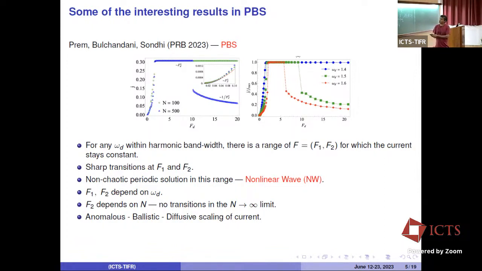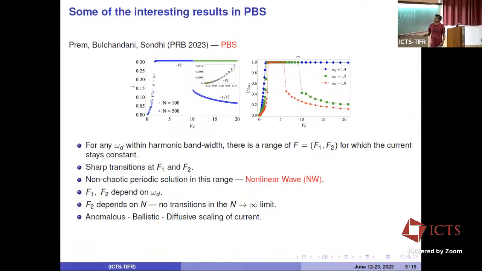There are two sharp transitions at F1 and F2. And in this regime, what you find is that the steady state is a periodic state. Okay, so I'll discuss a bit what the structure of this state is. While out here and out here, it's completely chaotic. If you look at the Lyapunov exponent, it's positive here and here. Here it's 0. Okay, so this is a periodic attractor. These are chaotic attractors.